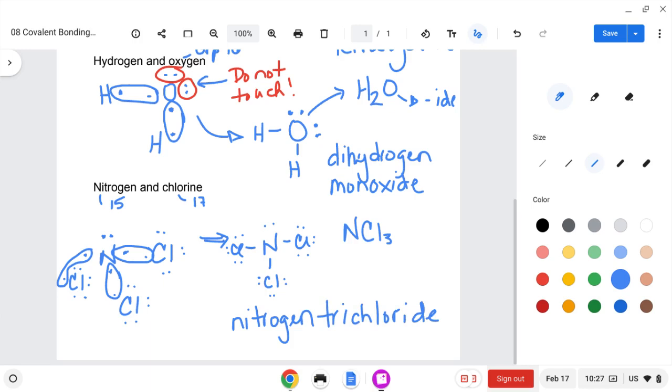Okay, so covalent bonding and nomenclature is actually easier than ionic. Okay, it's a little bit simpler, and you don't have to worry about the crisscross rule or ion charges or anything like that with covalence. It's a lot easier. You just use the prefixes to indicate the numbers.